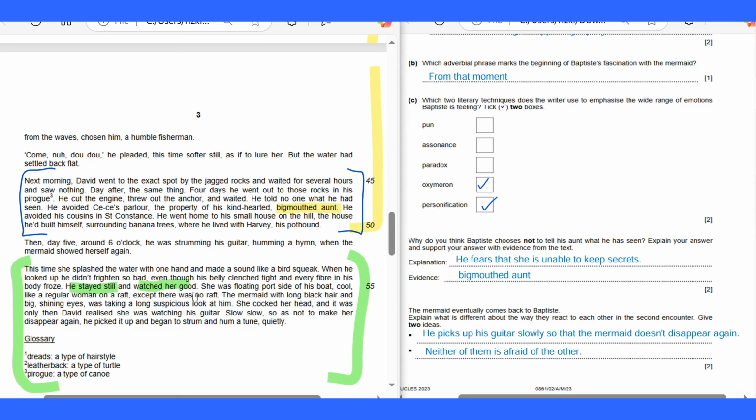So in here we can see that neither of them is afraid of the other. Alright. Cool, like a regular woman on the rack. So both of them are not afraid anymore. And in here we can say anything. He picks up his guitar slow so as not to make her disappear again.